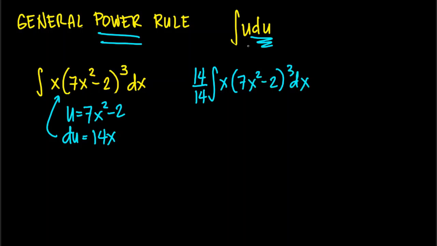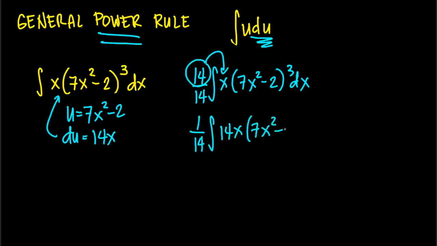If you're wondering, once again, why are we multiplying it this way? Because as you know, any number divided by itself is equal to 1. This is actually equal to 1, so it's as if nothing was changed. So that's why. The numerator is multiplied here, and what remains outside is 1 over 14, integral of 14x times (7x squared minus 2) cubed dx.